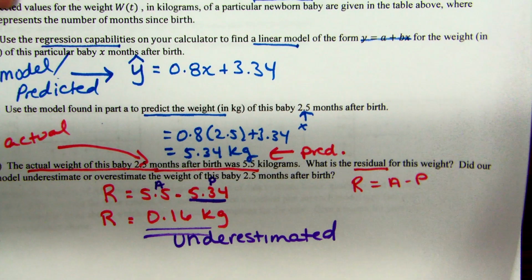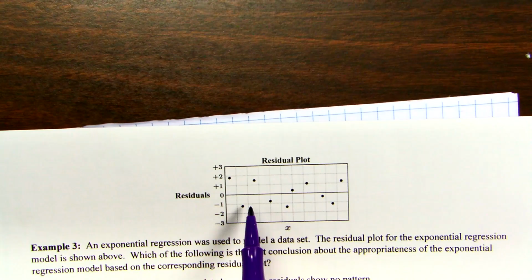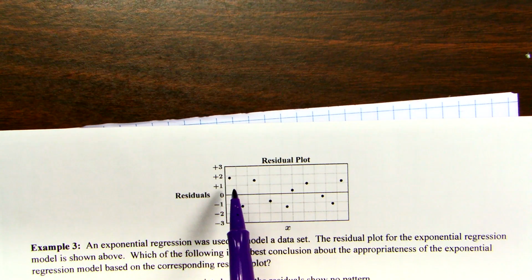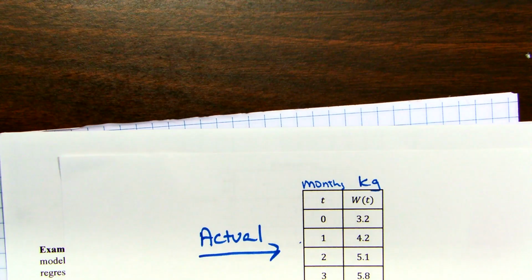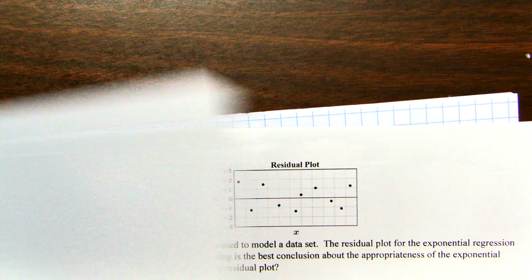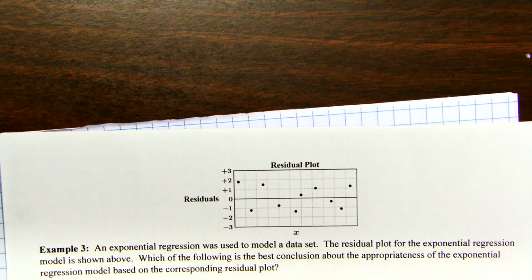So let me just show you what it looks like. I don't know if you have to flip a page or whatever, but that's a residual plot, okay? Taking all of those residuals. Now, this is not the graph of this. Remember, that's a line, okay? It's a graph of all the different residuals.